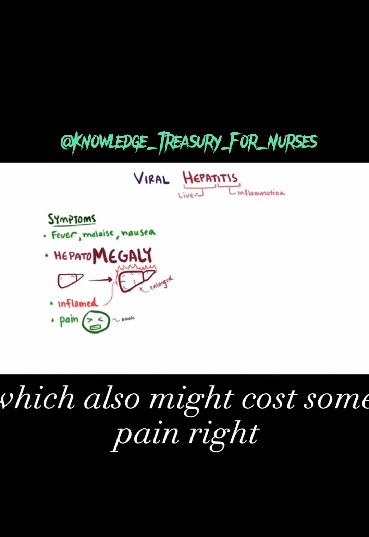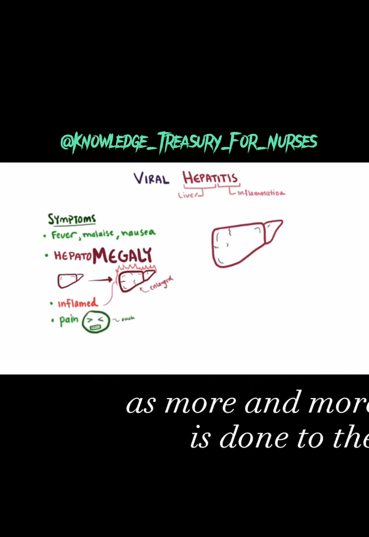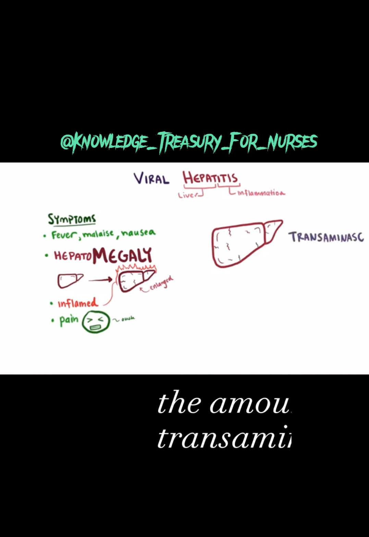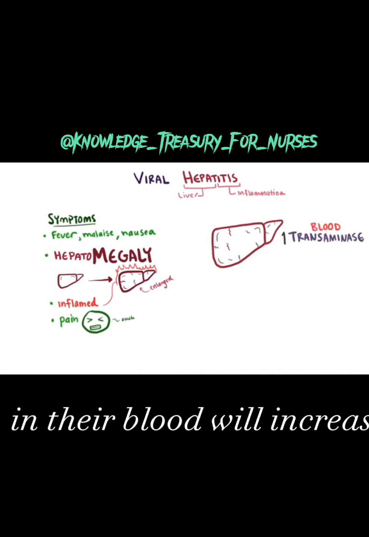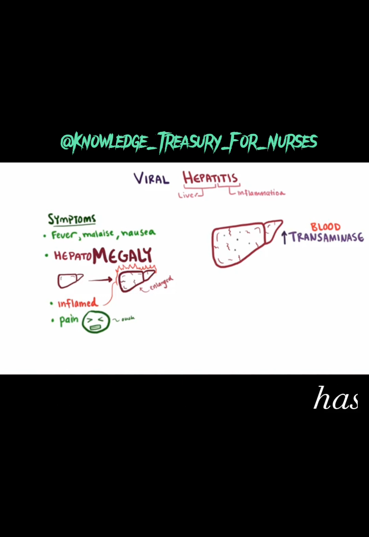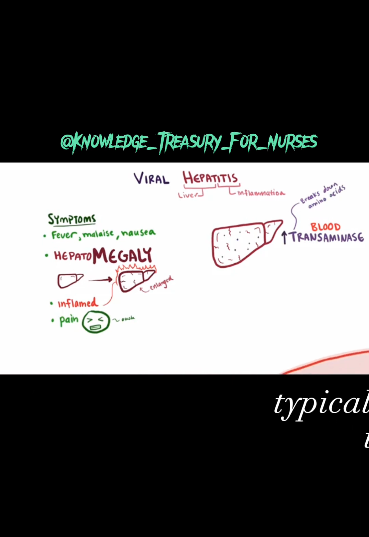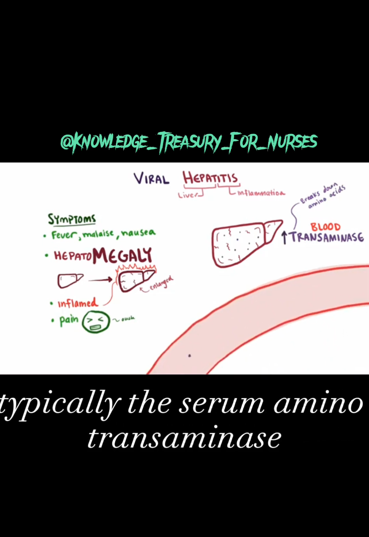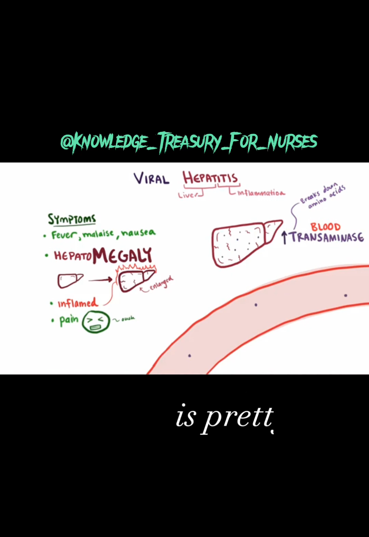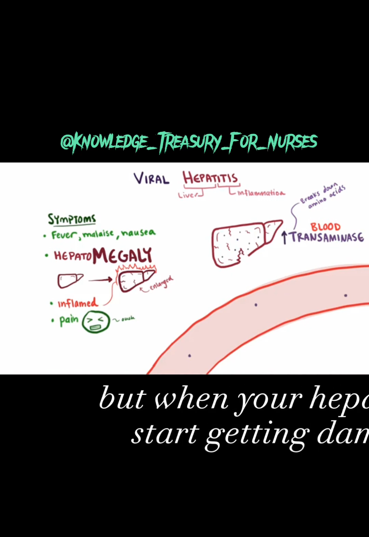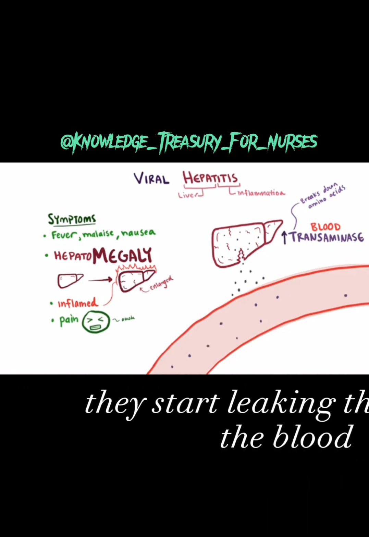cause some pain, right? As more and more damage is done to the liver, the amount of transaminases in their blood will increase. This is because your liver has these transaminase enzymes, so it can do its job of breaking down various amino acids. Typically, the serum aminotransferase, or the amount in your blood, is pretty low. But when your hepatocytes start getting damaged, they start leaking these into the blood.